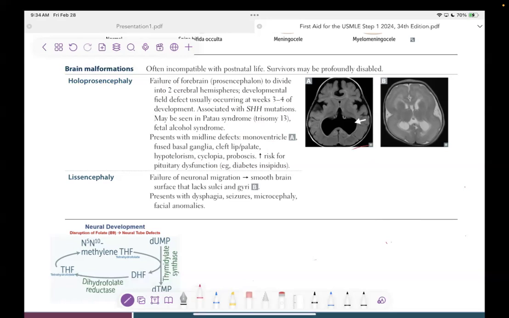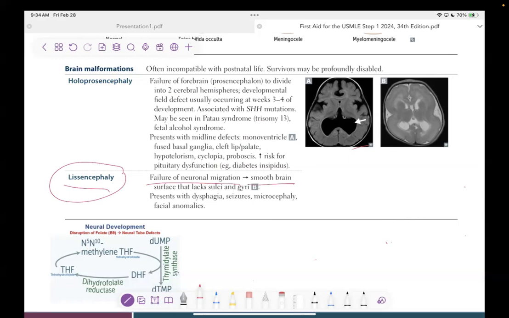And the last lesson for today is lissencephaly, and I have a mnemonic for this, and I will share that mnemonic with you so that it is easy for you. Failure of neural migration. Neural cells do not migrate. A smooth brain. The brain is smooth.